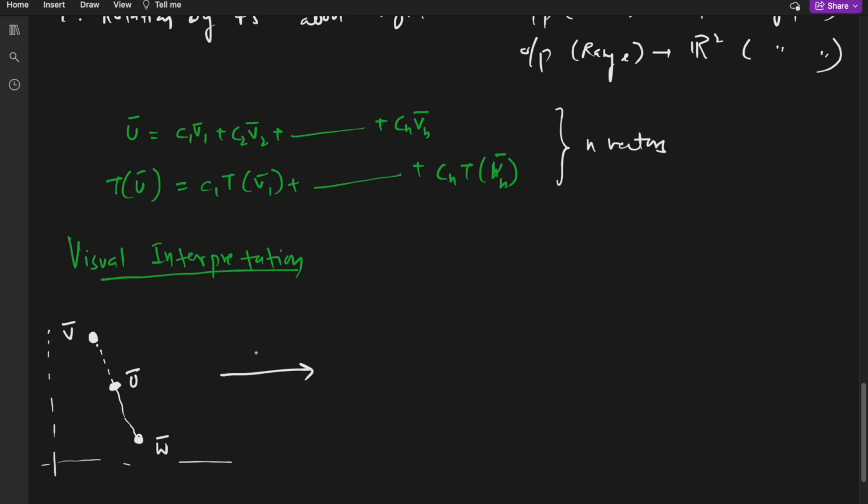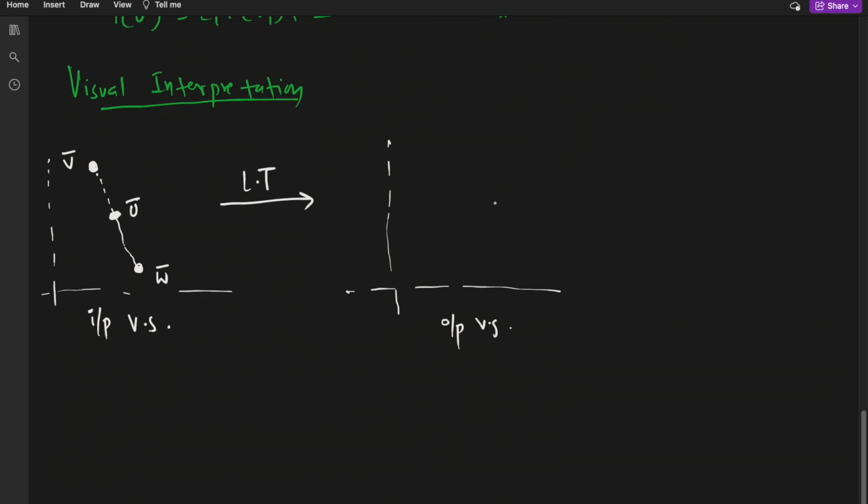And then we apply a linear transformation T. So this is our input vector space, and we apply a linear transformation T, and then we have this output vector space. Let us suppose we get the linearly transformed vector TV somewhere here. Let us suppose we get TW somewhere here. Wait, let us suppose it got stretched a lot, and we get it somewhere here. And this is the midpoint. This is vector TU.